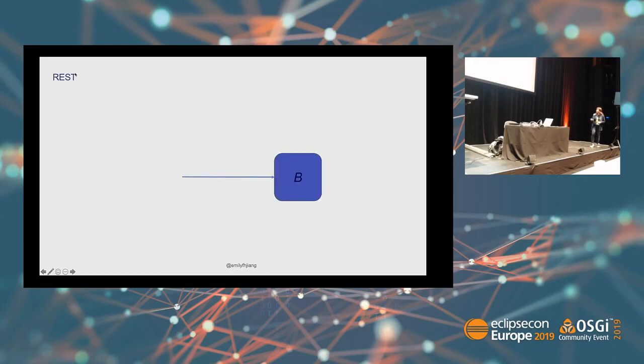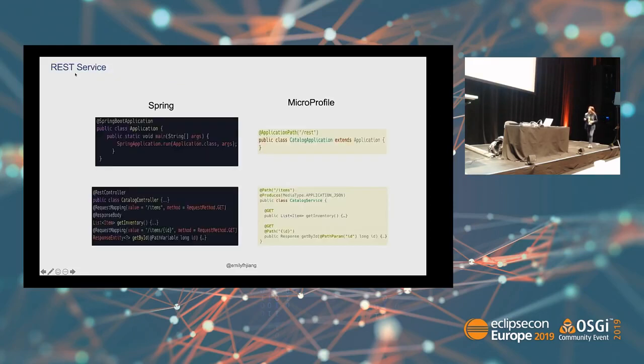In Spring, you use a Spring Boot application, and then you use a REST controller. With these two files, you can directly expose your endpoint. In MicroProfile, we use JAX-RS. Who knows JAX-RS? Okay, pretty good. You have an application, one file, and the JAX-RS resources. With these two files, you get an endpoint, and then your end user can directly poke that endpoint and get a response.